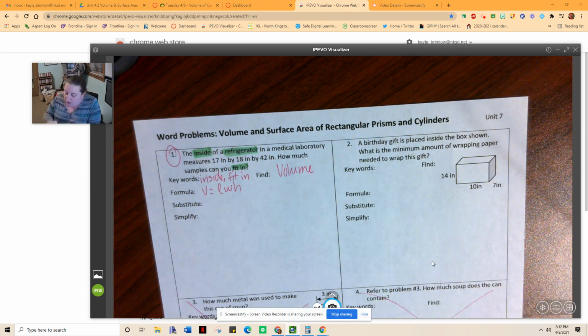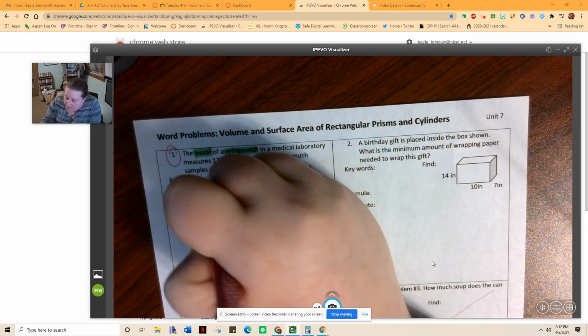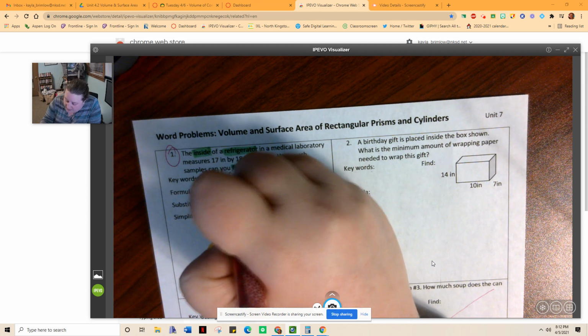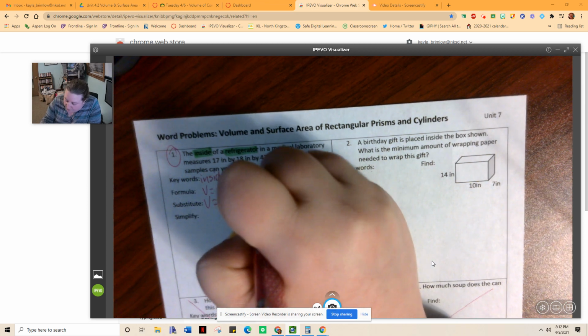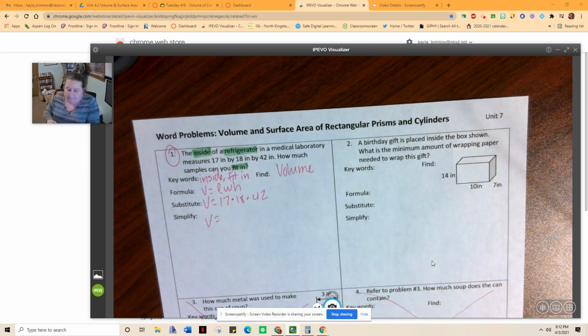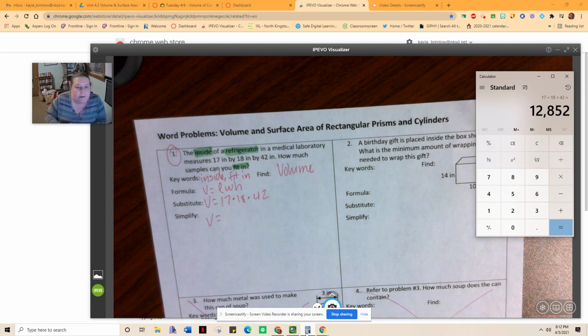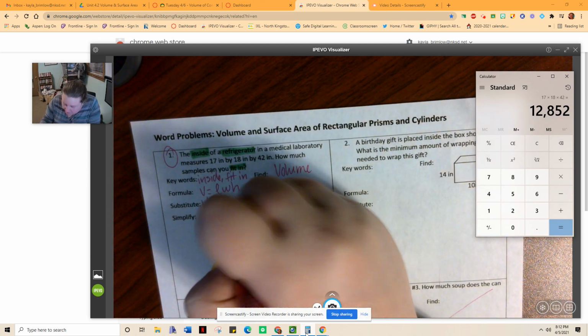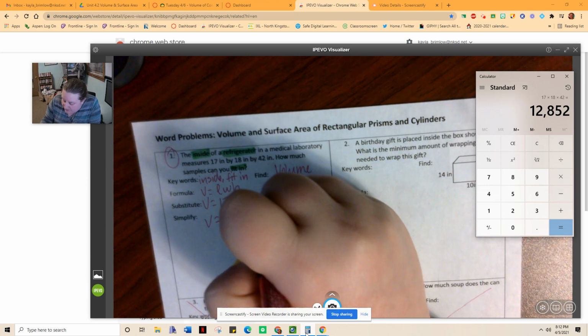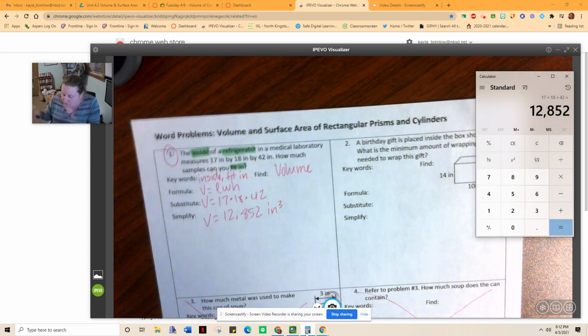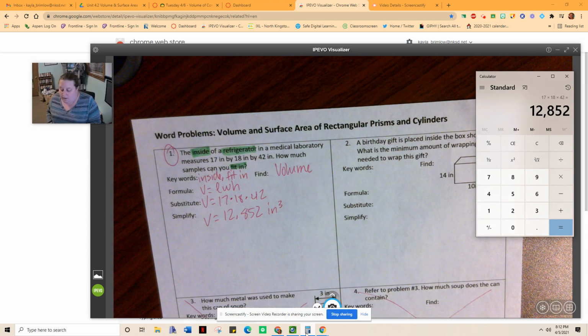The formula to find volume of a rectangular prism is length times width times height. Once again, we're finding volume. So we substitute in what we know. They give us 17 by 18 by 42. Then we're going to use our calculator to calculate this. 17 by 18 by 42 is 12,852 inches cubed. So that is the volume inside of the refrigerator and how much space they have to store their samples.